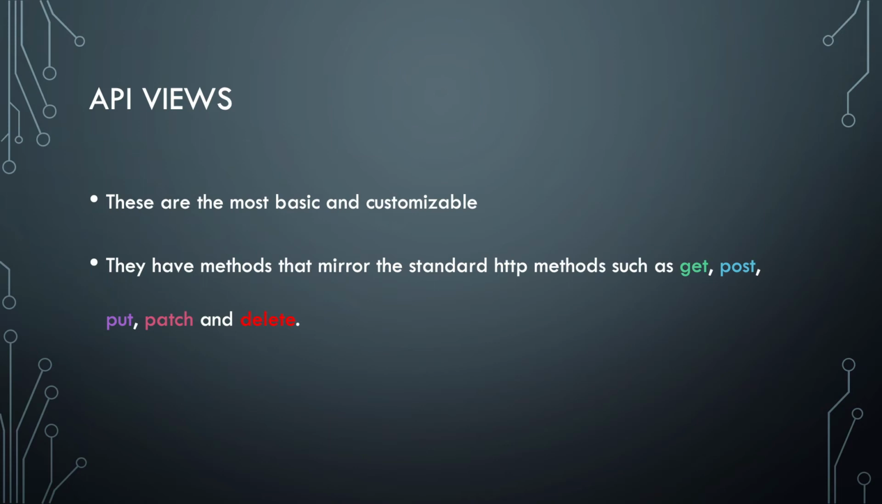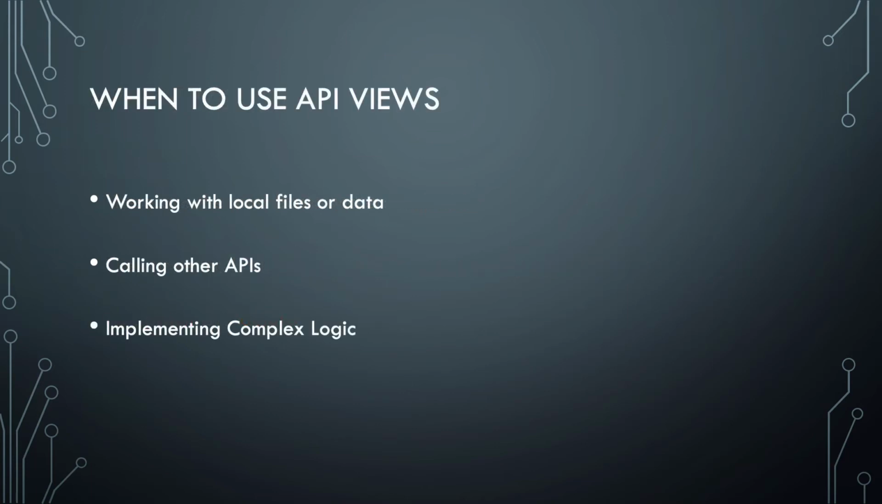API views are the most basic and customizable. They have methods that mirror the standard HTTP methods such as get, post, put, patch, and delete. Use API views when working with local files or data, calling other APIs, or implementing complex logic.